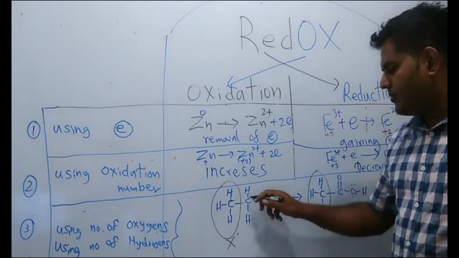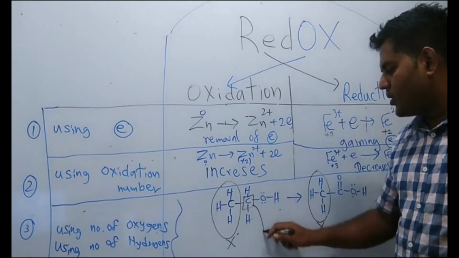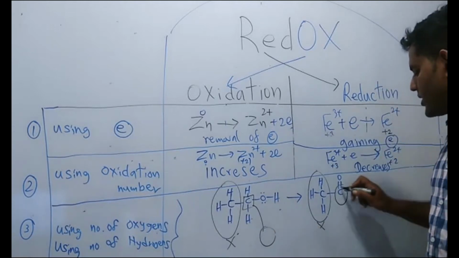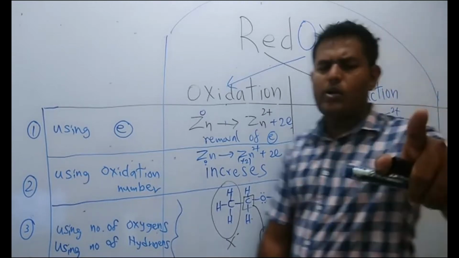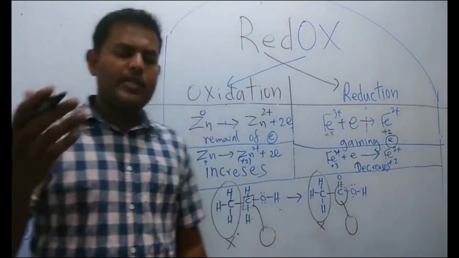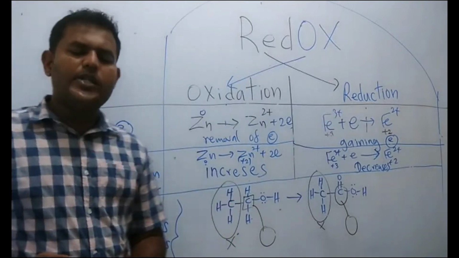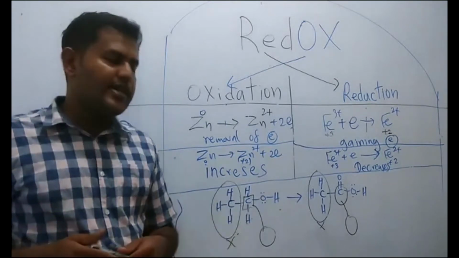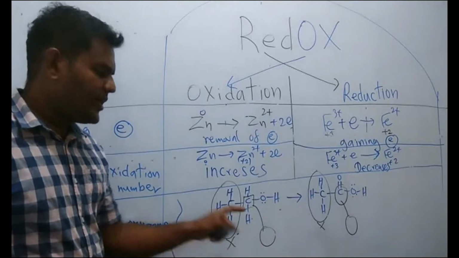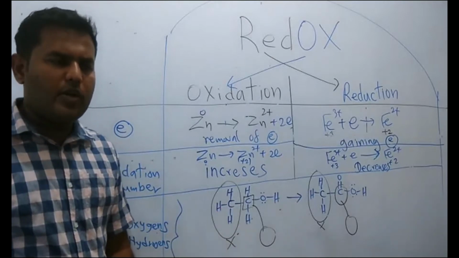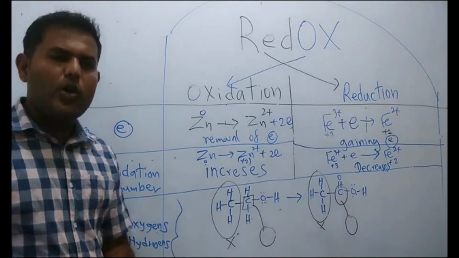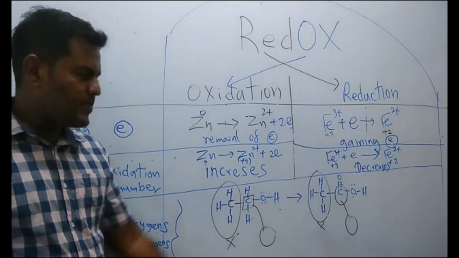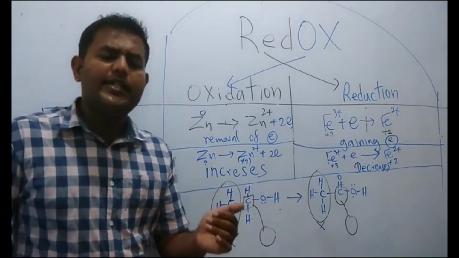Consider the next carbon. What is the oxidation number of this carbon? Find the oxidation number of this carbon, and then determine whether it is oxidation or reduction. If your oxidation number has increased, you are undergoing oxidation. If your oxidation number has decreased, you are undergoing reduction. Very simple. Follow the structure method. Take the oxidation number of this carbon and the other carbon, and then see whether it's increasing or decreasing.